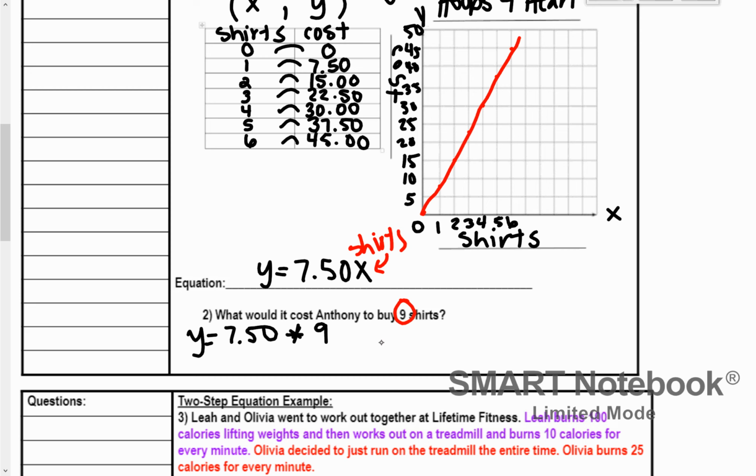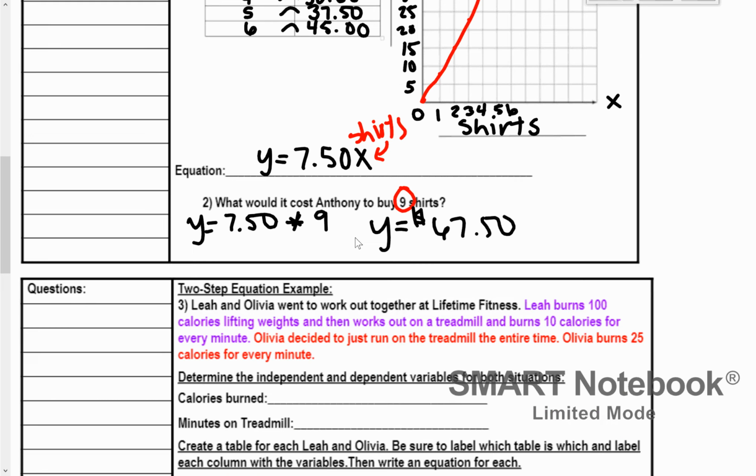Okay. You can use a calculator for this example. So we would do 7.50 times 9 equals $67.50. All right.